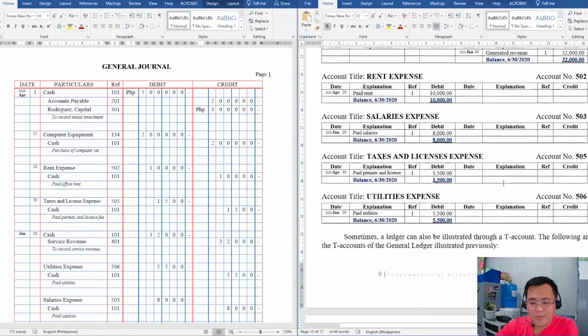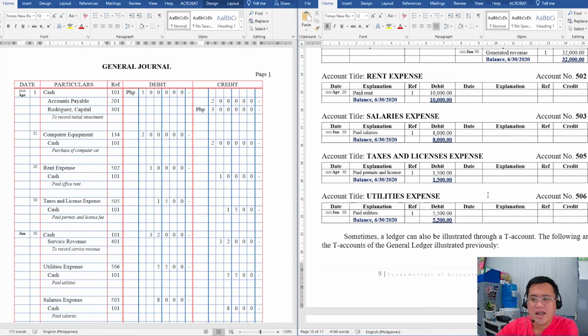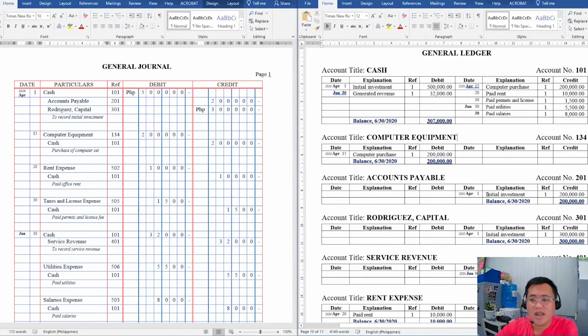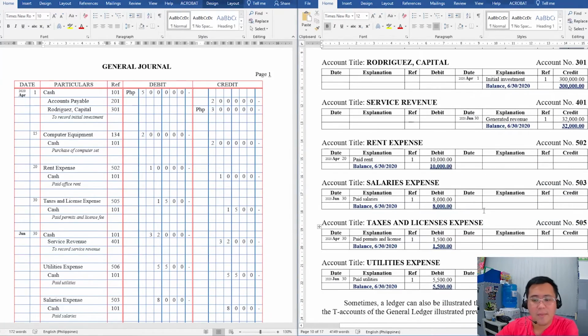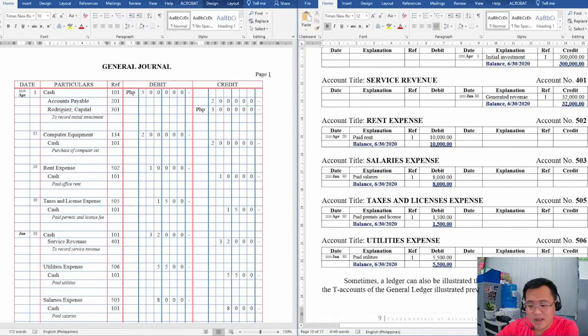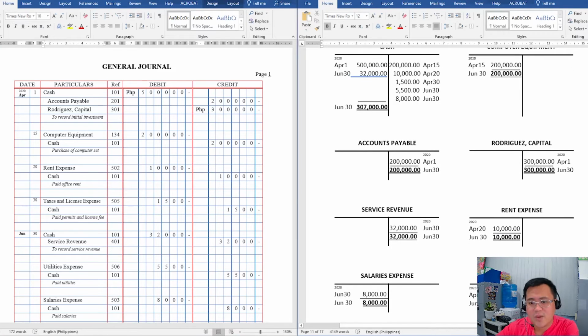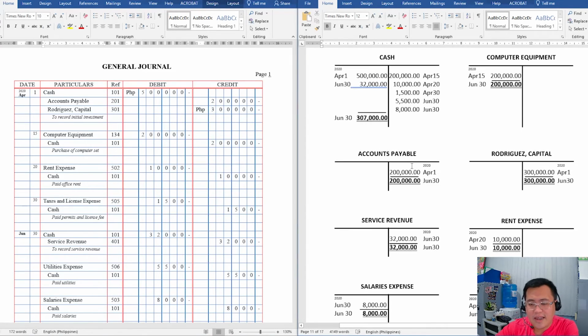Okay, so sometimes a ledger can also be illustrated through a T account. Usually in my class, I use T accounts because, for the purpose of illustrating what a general ledger looks like, it's the right thing to do. But we could make a possible alternative for how posting is done. So we have here our T accounts. When we talk about T accounts, it's literally the letter T, because it is designed to be the letter T.